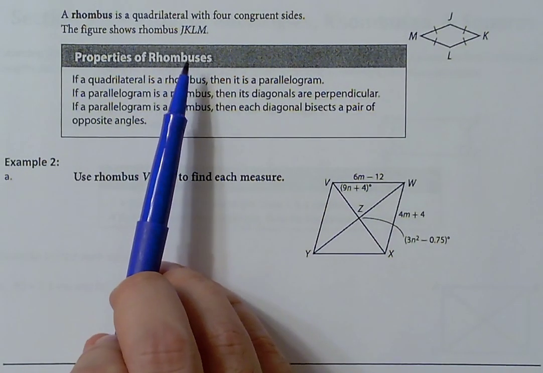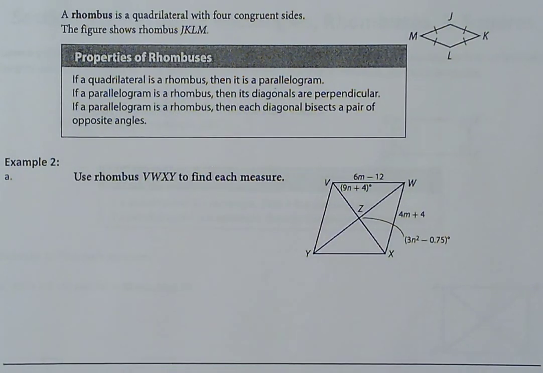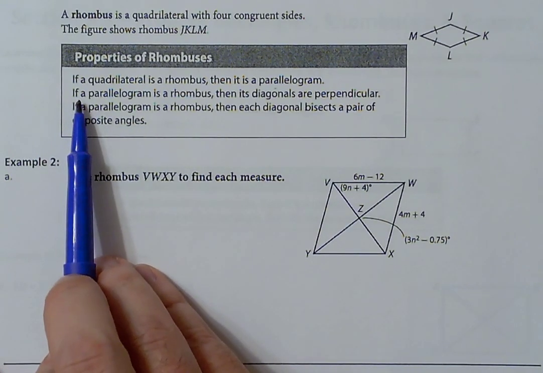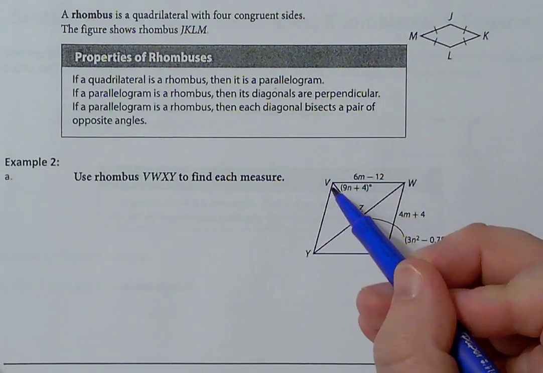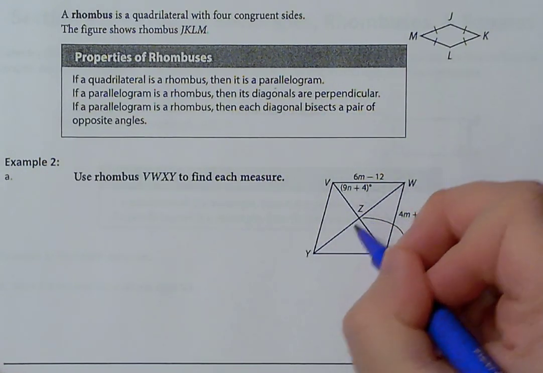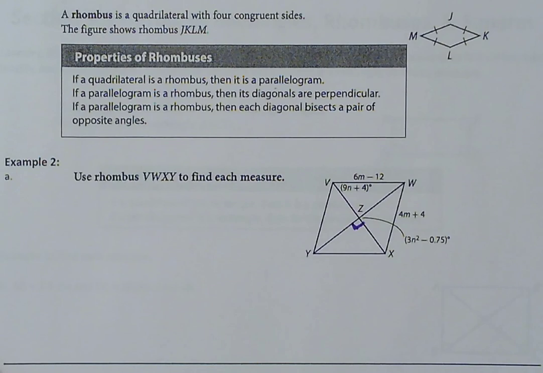Now, properties of rhombuses. If a quadrilateral is a rhombus, then it is a parallelogram, meaning opposite sides are parallel, opposite sides are congruent, opposite angles are congruent, consecutive angles add up to 180, and diagonals bisect each other. Now, for the other ones, if a parallelogram is a rhombus, then its diagonals are perpendicular, meaning the diagonals are going to cross at 90 degrees. Okay.